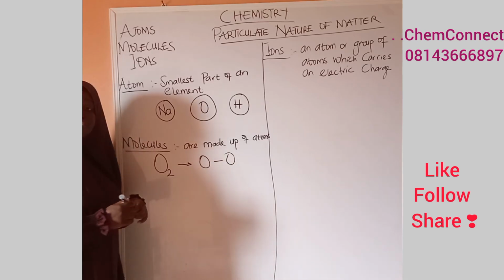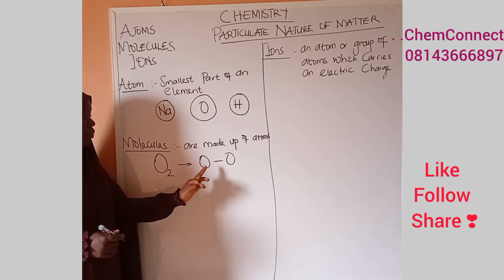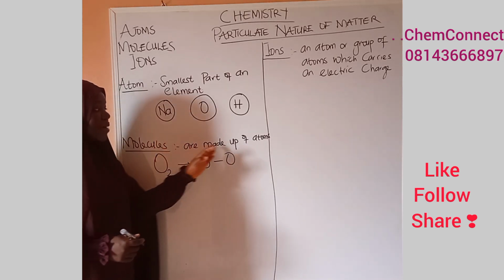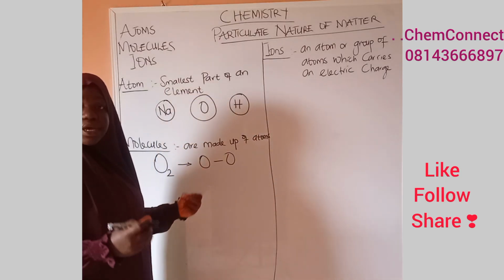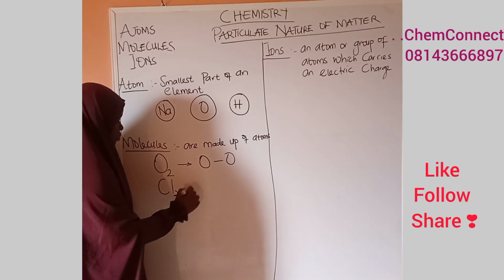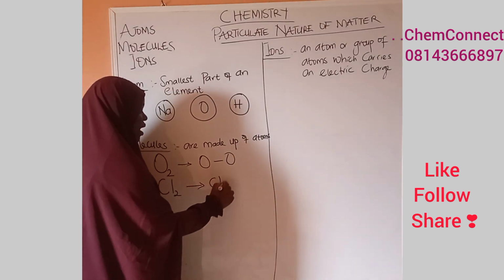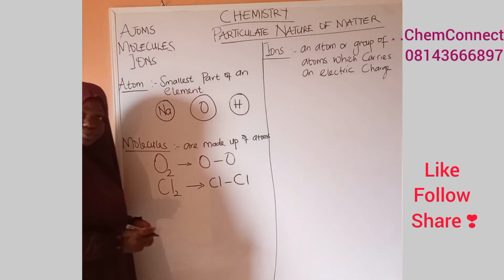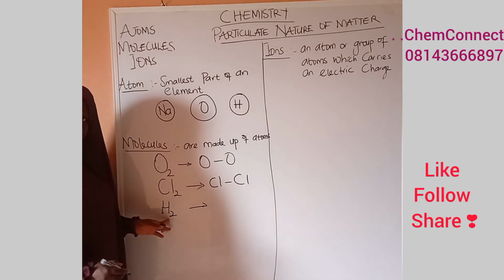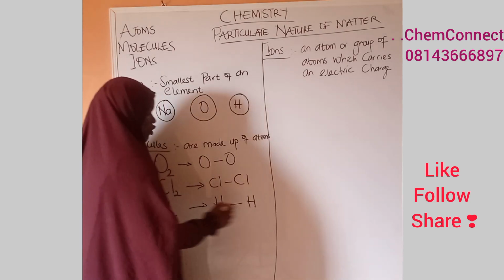It is made up of two atoms of oxygen. This is just one molecule of oxygen, but it is made up of two atoms of oxygen. Remember we said molecules are made up of atoms. Another example of a molecule is chlorine. This is one molecule of chlorine and it is made up of two atoms of chlorine. Hydrogen. This is one molecule of hydrogen and it is made up of two atoms of hydrogen.